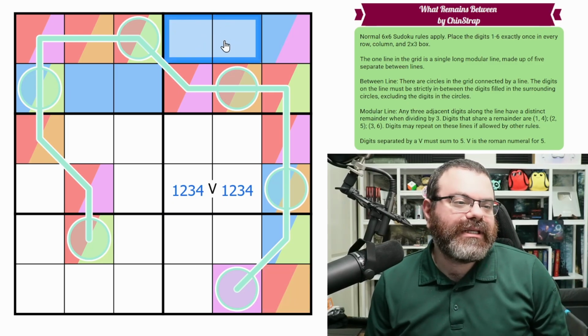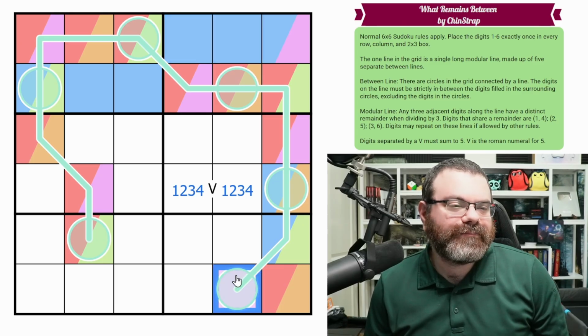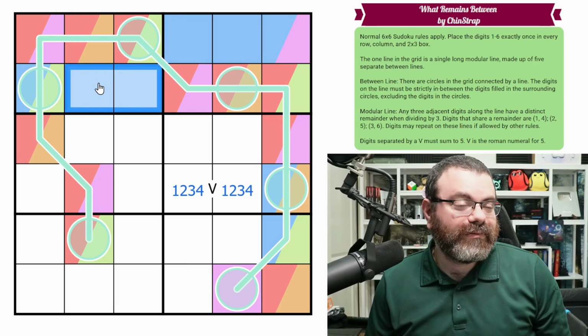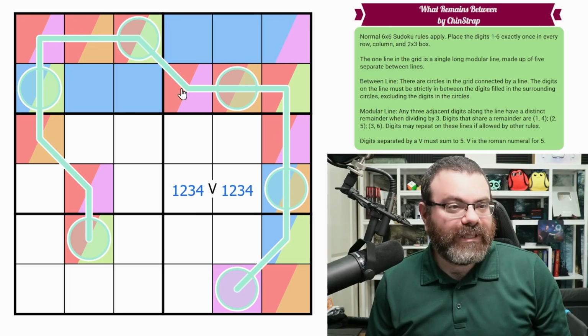So here we need the orange and green. How do I continue this?